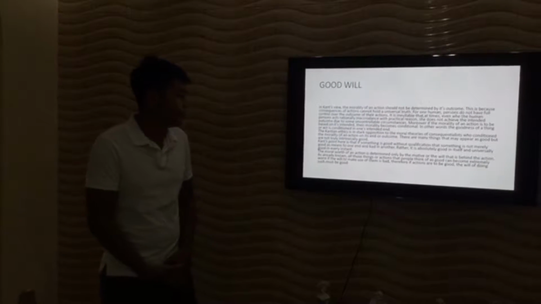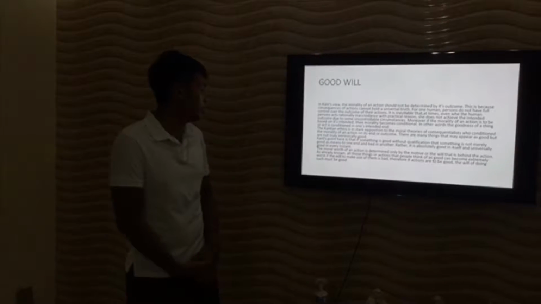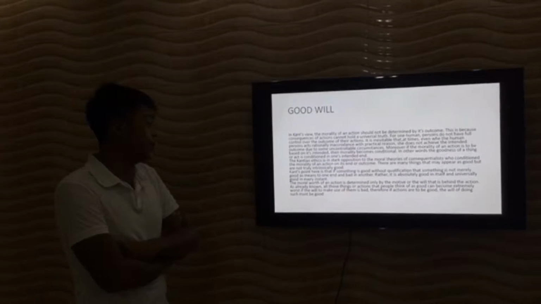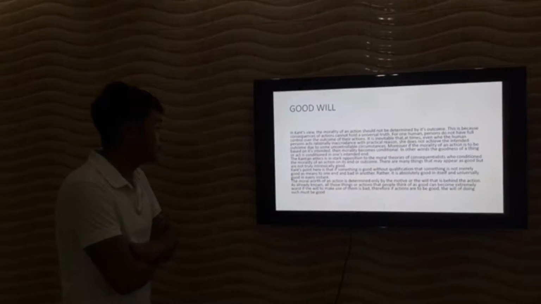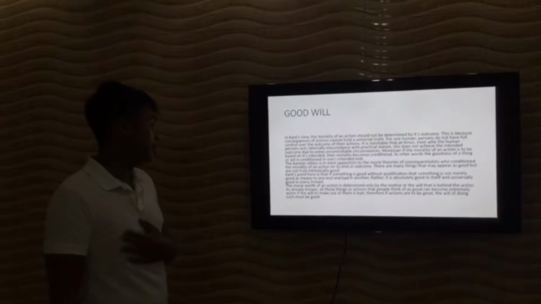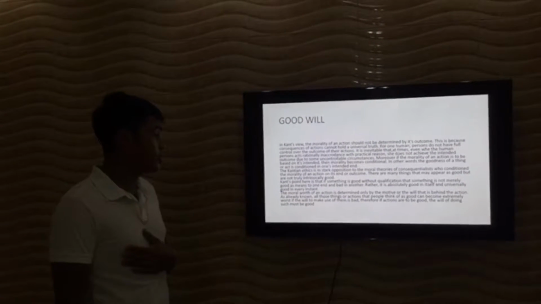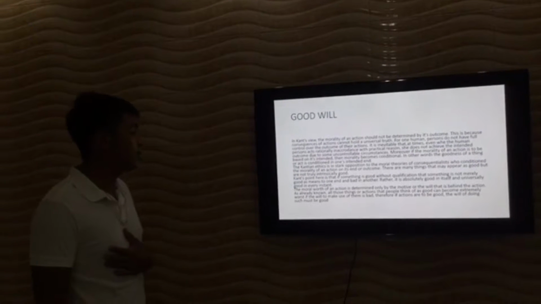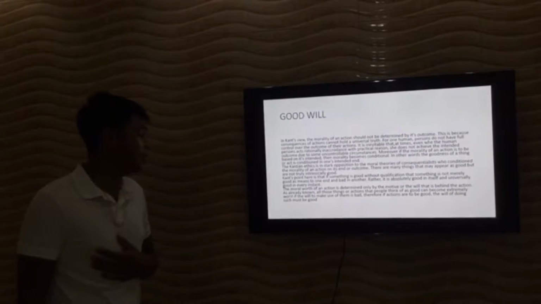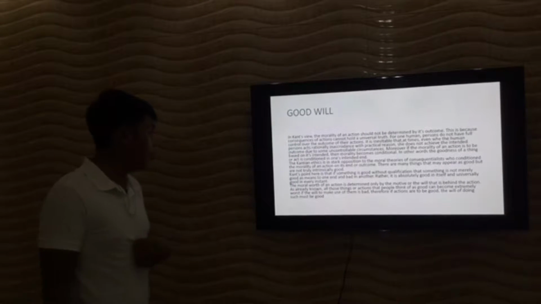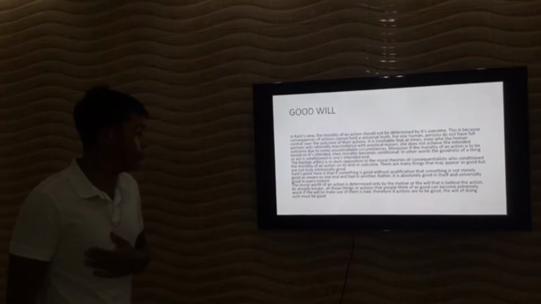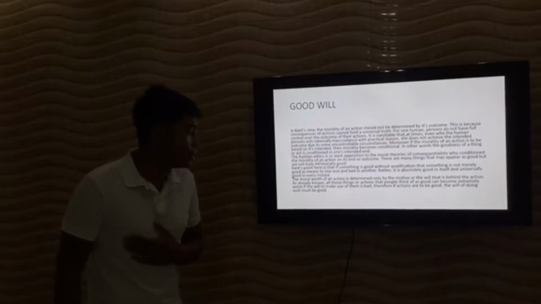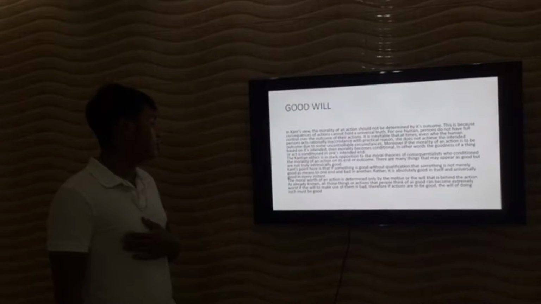There are many things that may appear as good but are not truly intrinsically good. Kant's point here is that if something is good without qualification, that something is not merely good as a means to one end and bad in another. Rather, it is absolutely good in itself and universally good in every instance. The moral worth of an action is determined only by the motive or the will that is behind the action. As already known, all those things or actions that people think of as good can become extremely worse if the will to make use of them is bad. Therefore, if actions are to be good, the will doing such must be good.